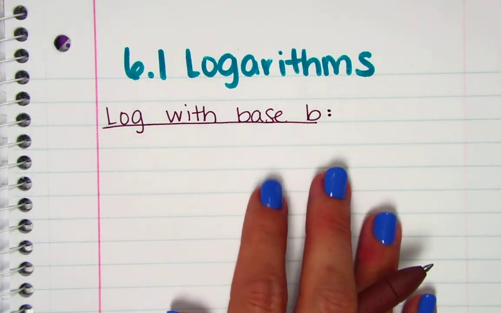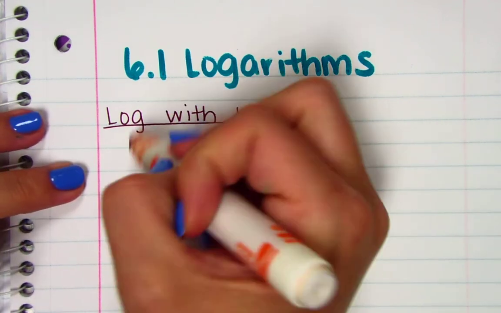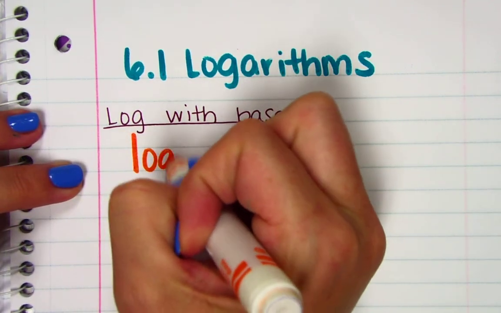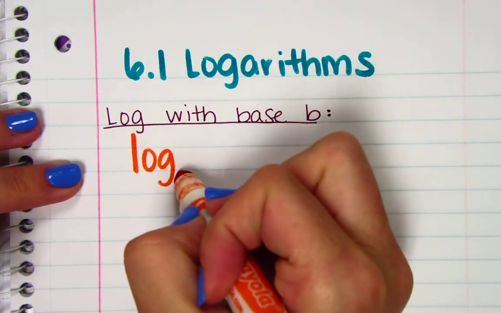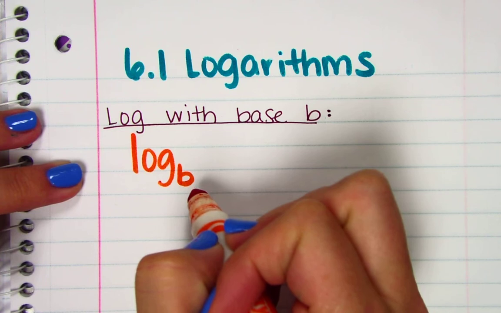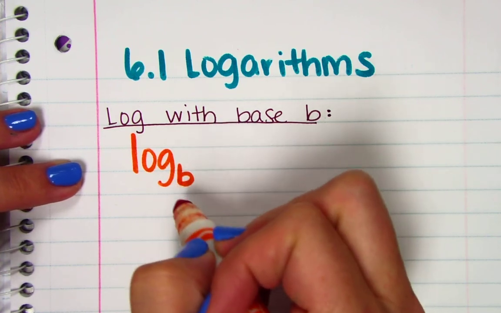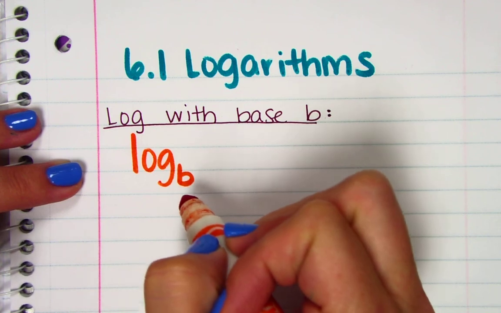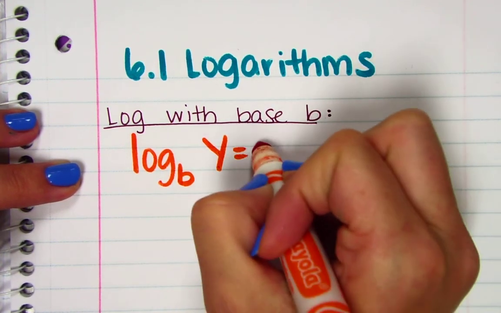So a log with base b, the way that you write it is like this. Log subscript b. I would say it's in the basement. Log b, it's down low. It's like the opposite of an exponent. You know how the exponent's floating up here? Subscript is down here. Okay, log base b of y is the same as the log equals x.